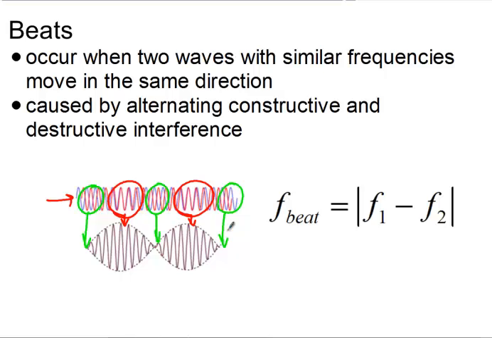To get the frequency that you hear these beats, where the constructive and destructive interference occurs, you just take the absolute value of the difference between those two frequencies. So the frequency of the blue line, the frequency of the red line, subtract those two, find the absolute value, and that's how you get the beat frequency.